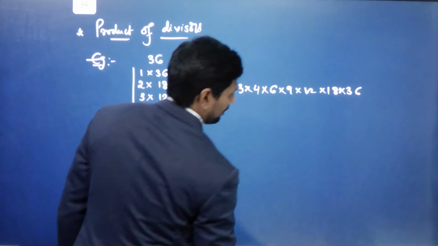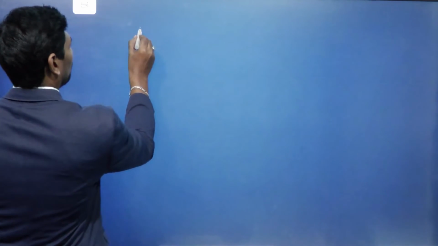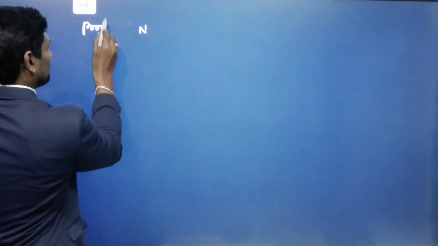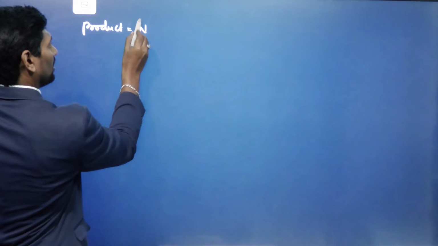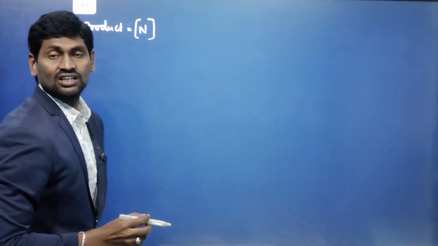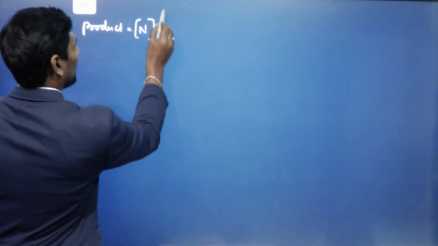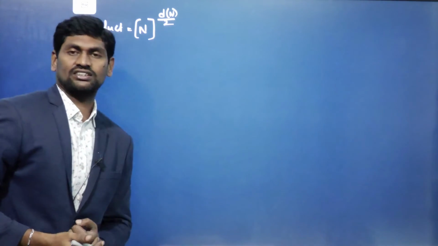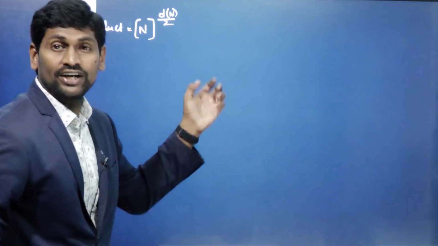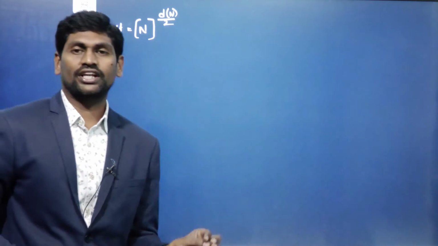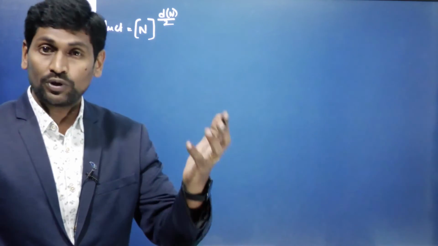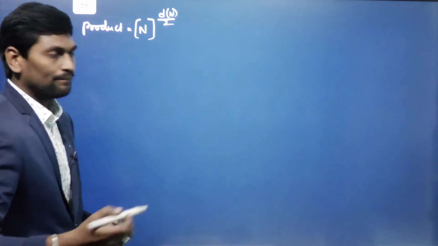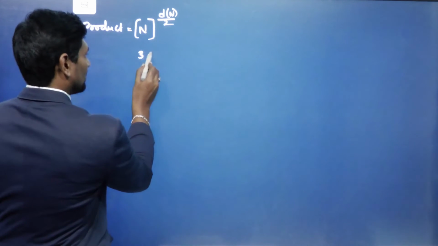But we have the formula, that is the product of divisors. N is a composite number, right? For this, we have the product of divisors formula. The composite number whole to the power of half of the divisors. That means we have to find all the divisors first of all, and we should take only half of them in the exponential form. Okay, in its exponential form. Clear? Let us see same 36.